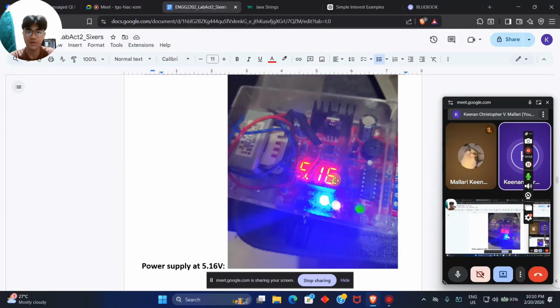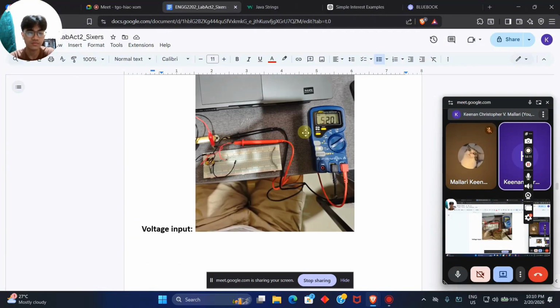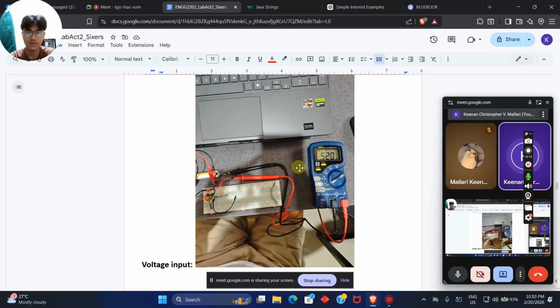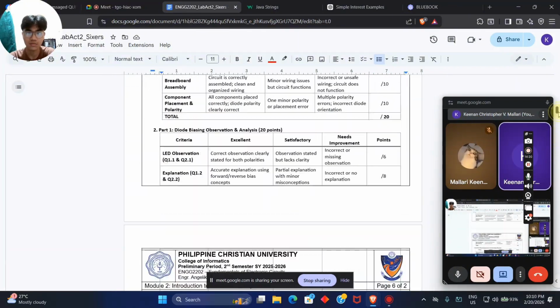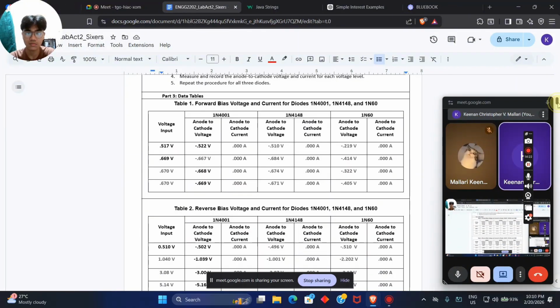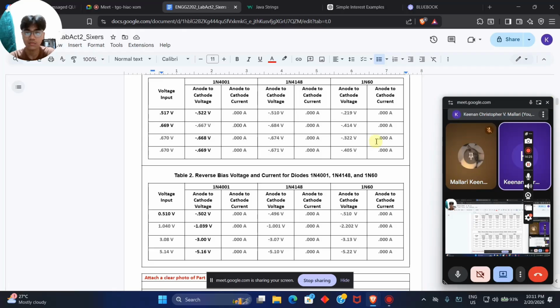Here's showing the power supply at 1.16 volts, as close as 5 volts as possible. For the voltage input, 5.520 volts. Let's double check. Here it is. Voltage input, correct? Yes. It is as close as possible.